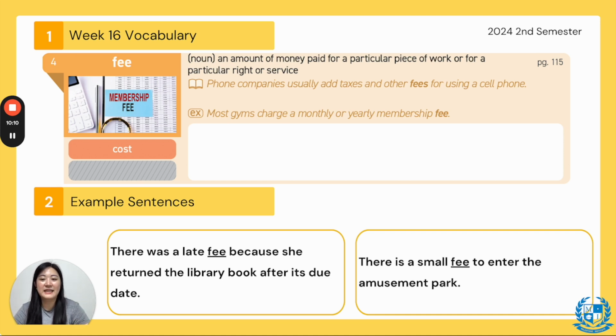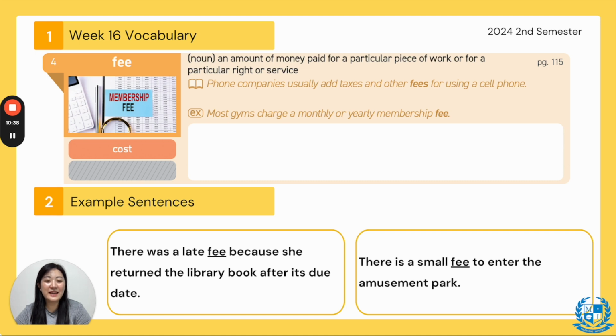Let's look here. It says, there was a late fee because she returned the library book after its due date. I've done this so many times when I was younger. So say that I borrowed a book from a library, but then I had to return it today. But I forgot it, and I didn't bring it. Then I would have to pay a late fee, pay some money because I missed the deadline.